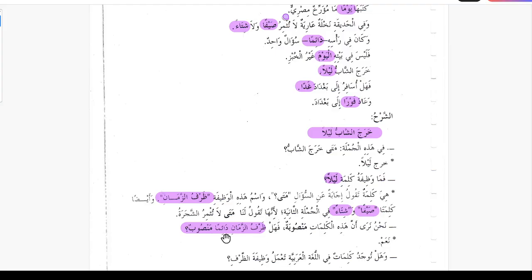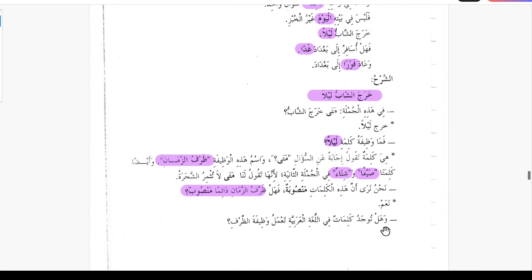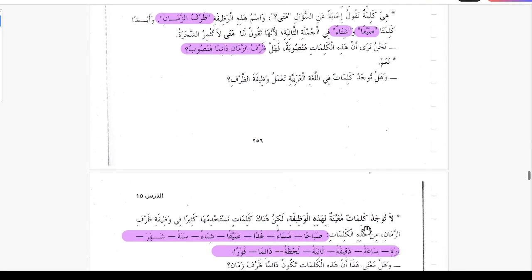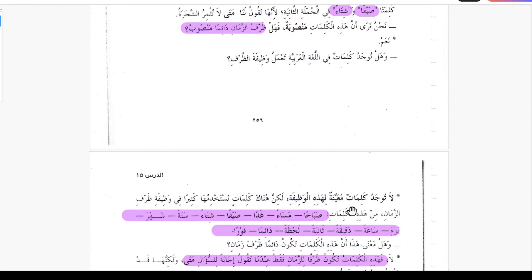"Fahal zarfu az-zamani daiman mansubun?" So is zarfu zaman always mansub? Yes, naam. "Hal tujadu kalimatun fi al-lughati al-'arabiyyati ta'malu wazifata az-zarfi?" Do you find words in the Arabic language that work like the function of the zarf, of the adverb? Like, are there specific words that work like the adverb? No, "la tujadu kalimatun". You don't find specific words for this function.